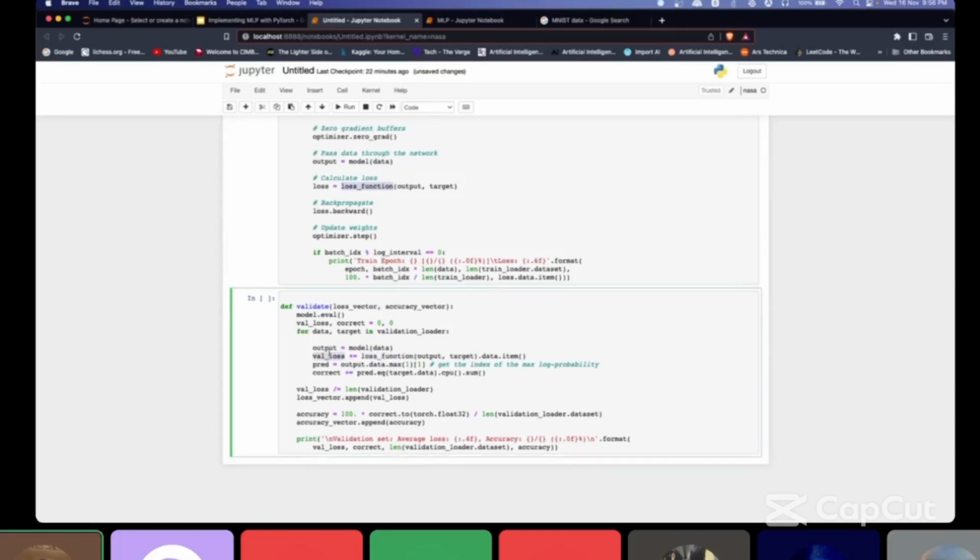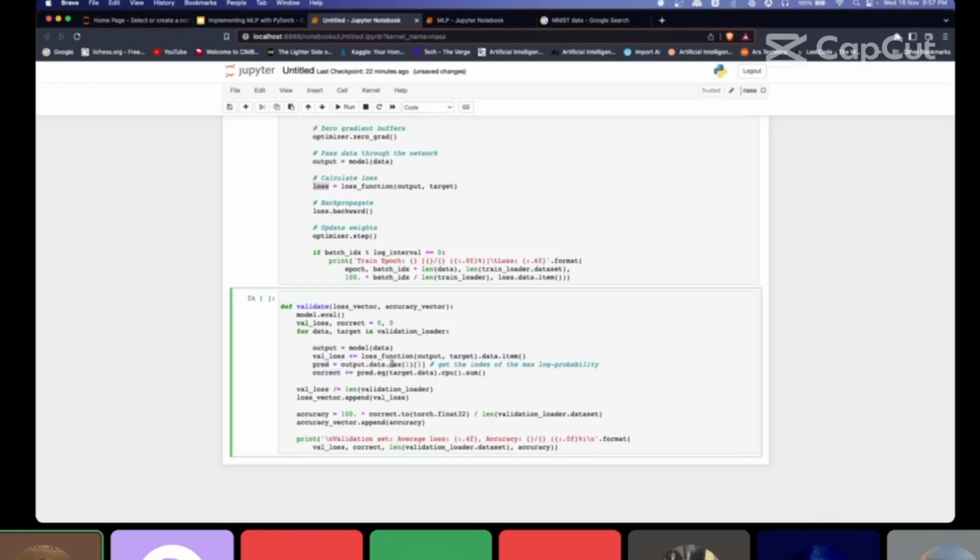This time we are collecting all the loss function over here so that we can see the graph later. And this time we are calculating the accuracy of it as well. So that's why we have this prediction over here. So this is the prediction.